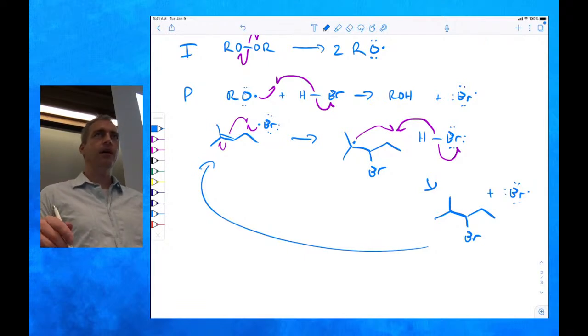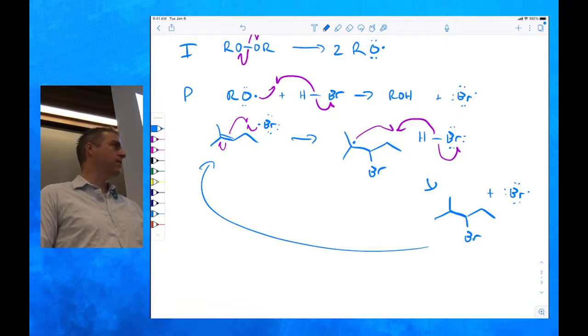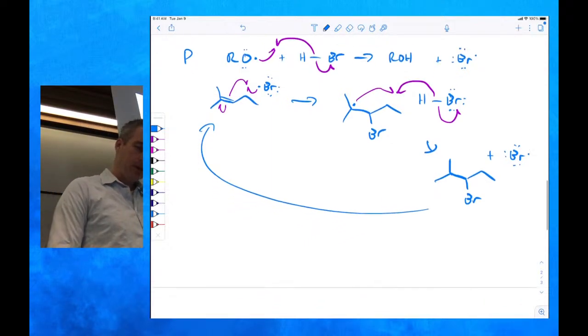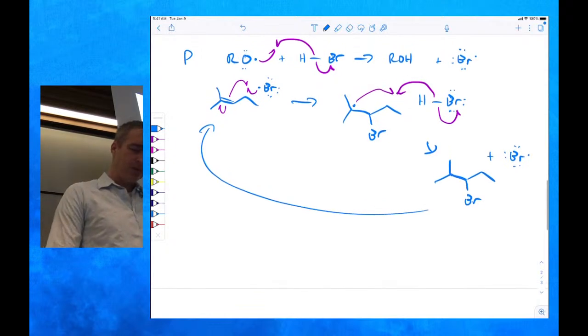Every time it does the cycle, you get a new molecule of product. You consume two molecules of starting material. So it's a chain mechanism, right? It keeps chaining again and again. So those are all propagation steps. And then finally, you can get termination.